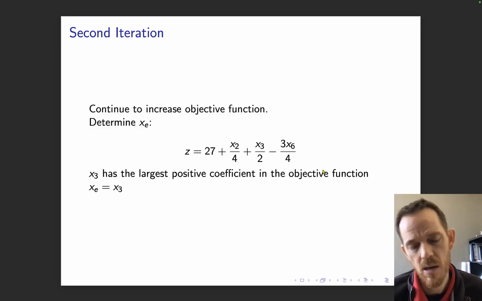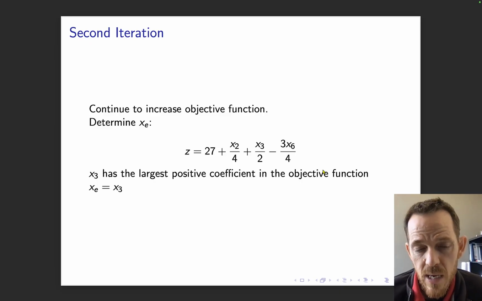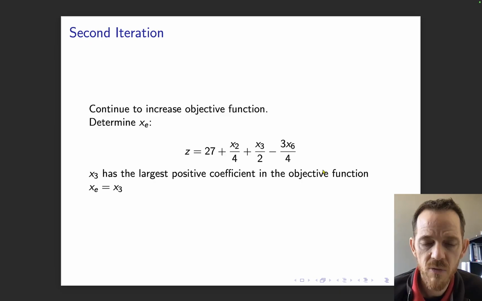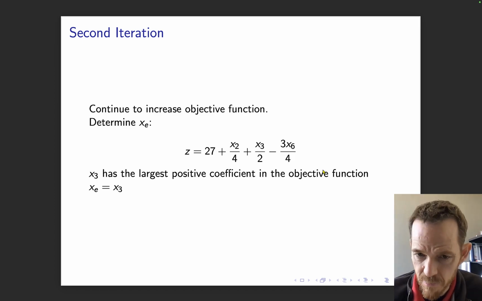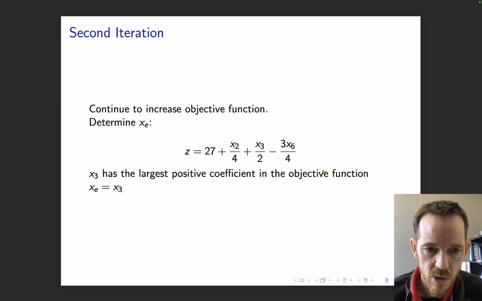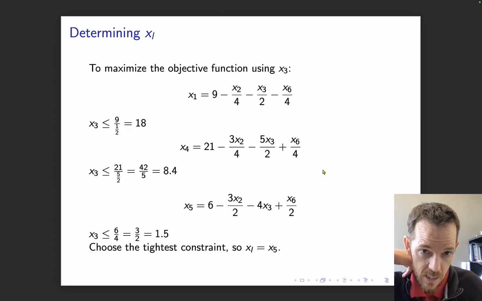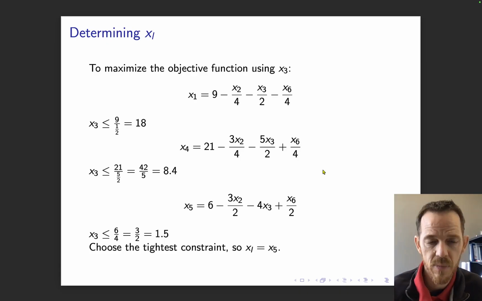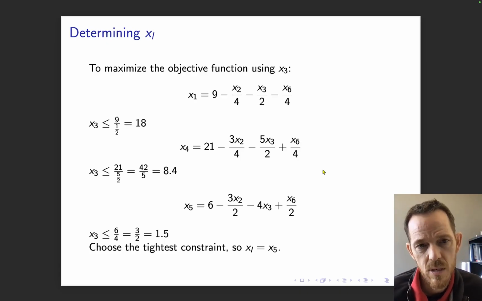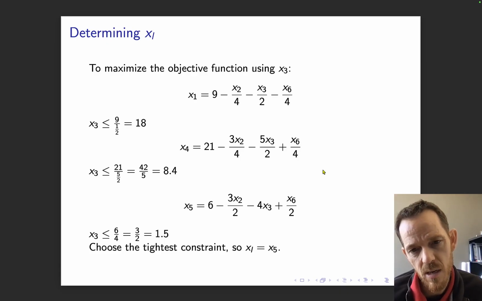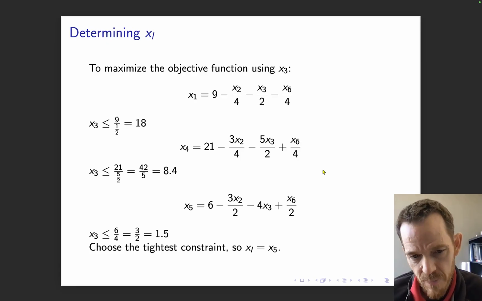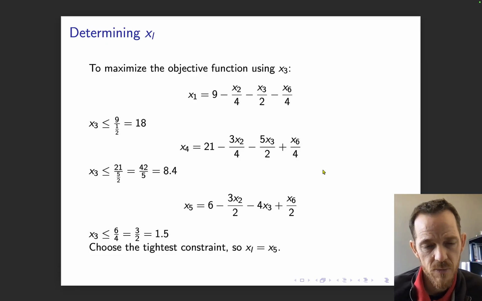Now let's apply that again. Now we need to determine x sub e. We're looking for the largest positive coefficient in the objective function, and that would be x sub 3. It has the largest coefficient. So now we need to look at our constraint equations and see which one has the tightest constraint.